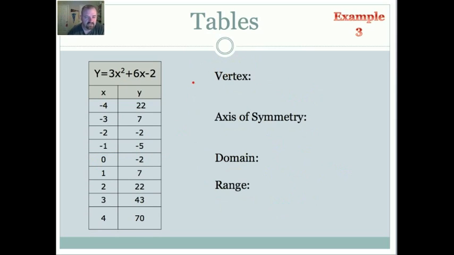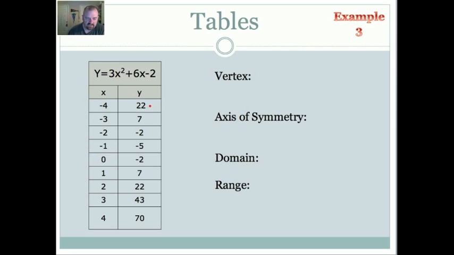Taking a look at another example here, we have y equals 3x squared plus 6x minus 2. Now this time I've added a lot more to it. It's not just 3x squared or 1/2 x squared. We can take a look at the table. We have negative 4, 22, negative 37, negative 2, negative 2, and so forth. Understand that I got these y values by taking negative 4, plugging it in there, and calculating it.